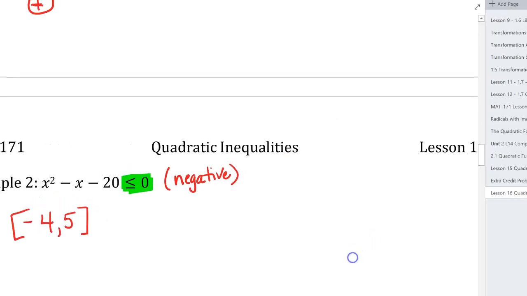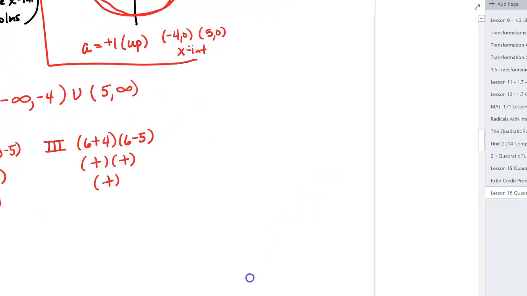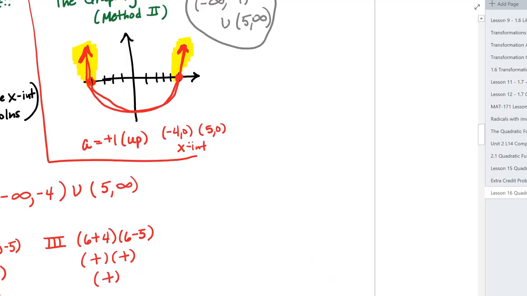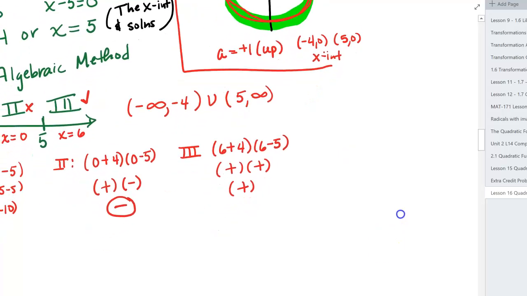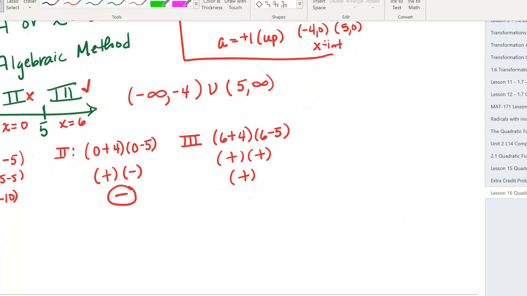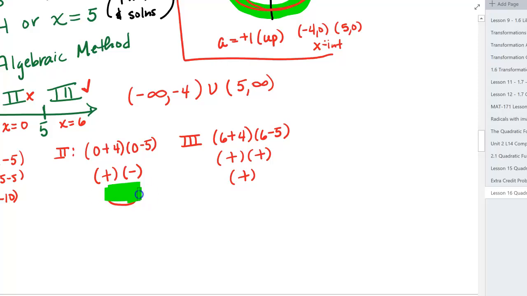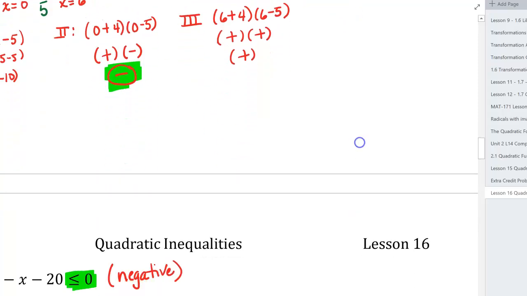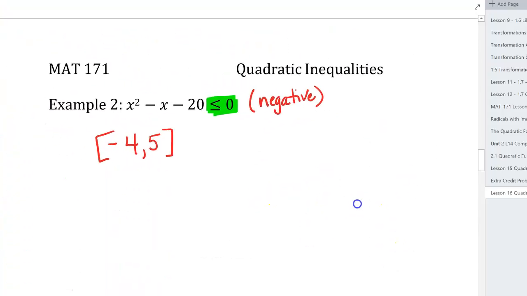You reach the same conclusion if you look at the graph, because if it's less than 0, you are looking for where the graph is below the x-axis, and that is between -4 and 5. So whether you're using the algebraic method or the graphing method, you are going to get the same answer for example 2.